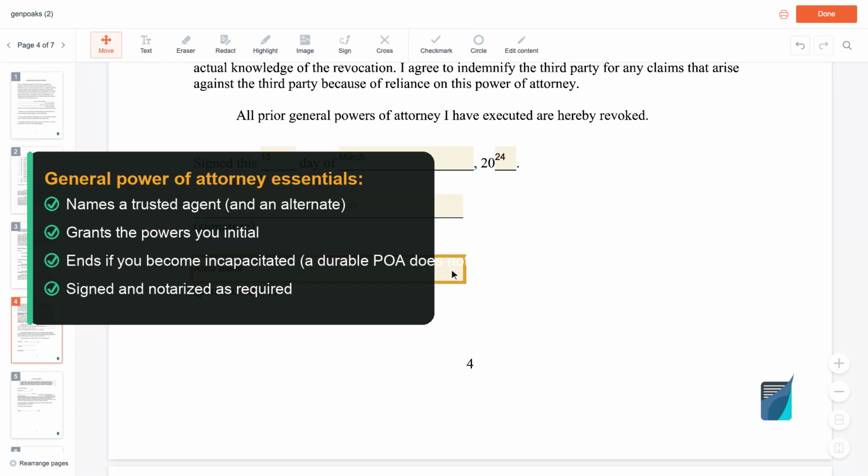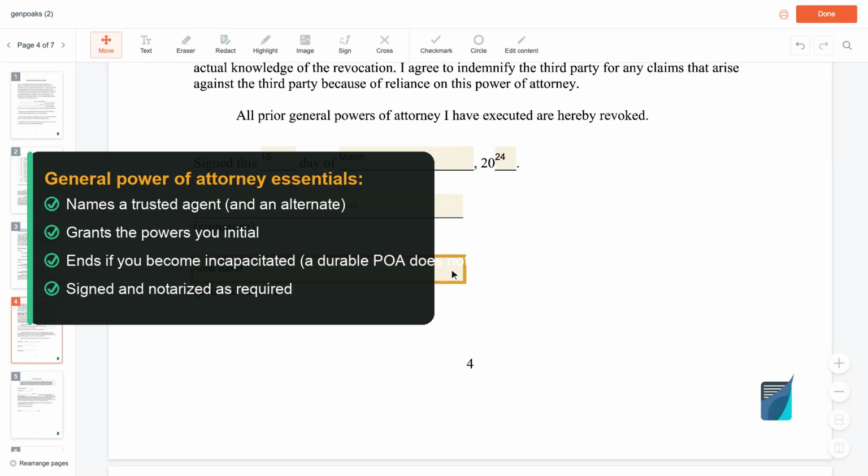Here's something that might surprise you. A power of attorney does not have to be recorded to be valid and binding, whether that's between the principal and the attorney in fact, or between the principal and third persons. So recording is not a requirement for validity.